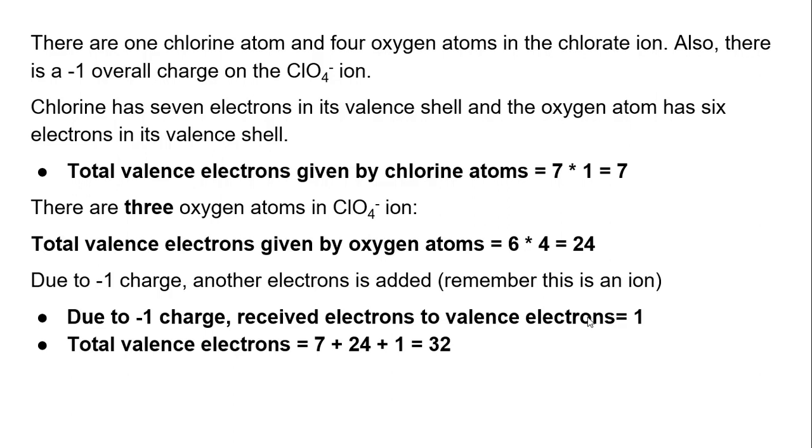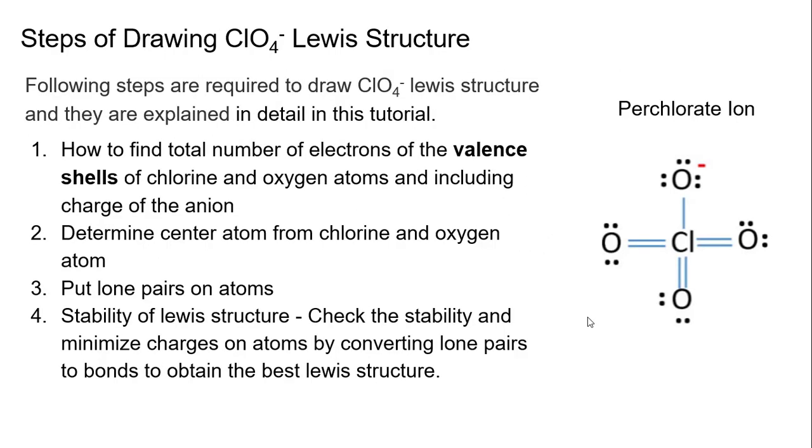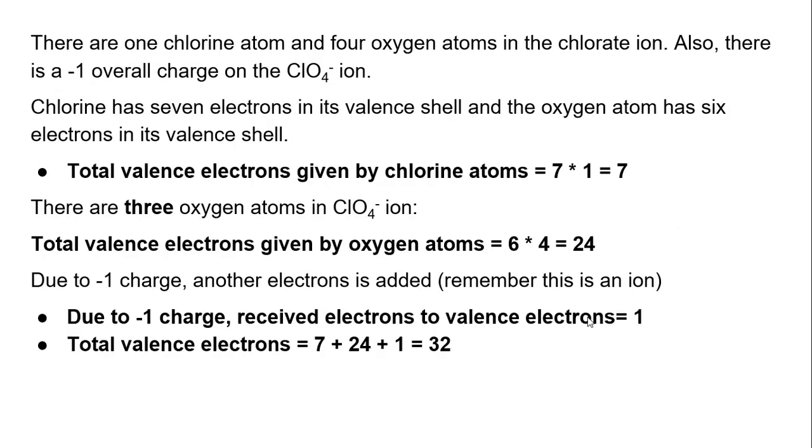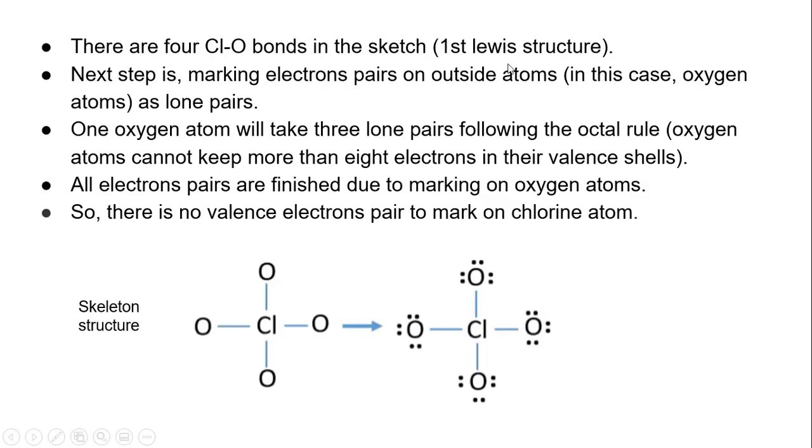So for chlorine we have 7 times 1 = 7. For oxygen we have 3, and we have 3. Why does it say 4? Wait a minute. No, we have 4. Sorry about that. There are 4. This should be a 4 here, not a 3. That messed me up for a second. 6 times 4 = 24. So we add those all together, but we have to add the negative charge that's on it, which is right here. So you add that 1 electron as well. So this is 32 electrons.